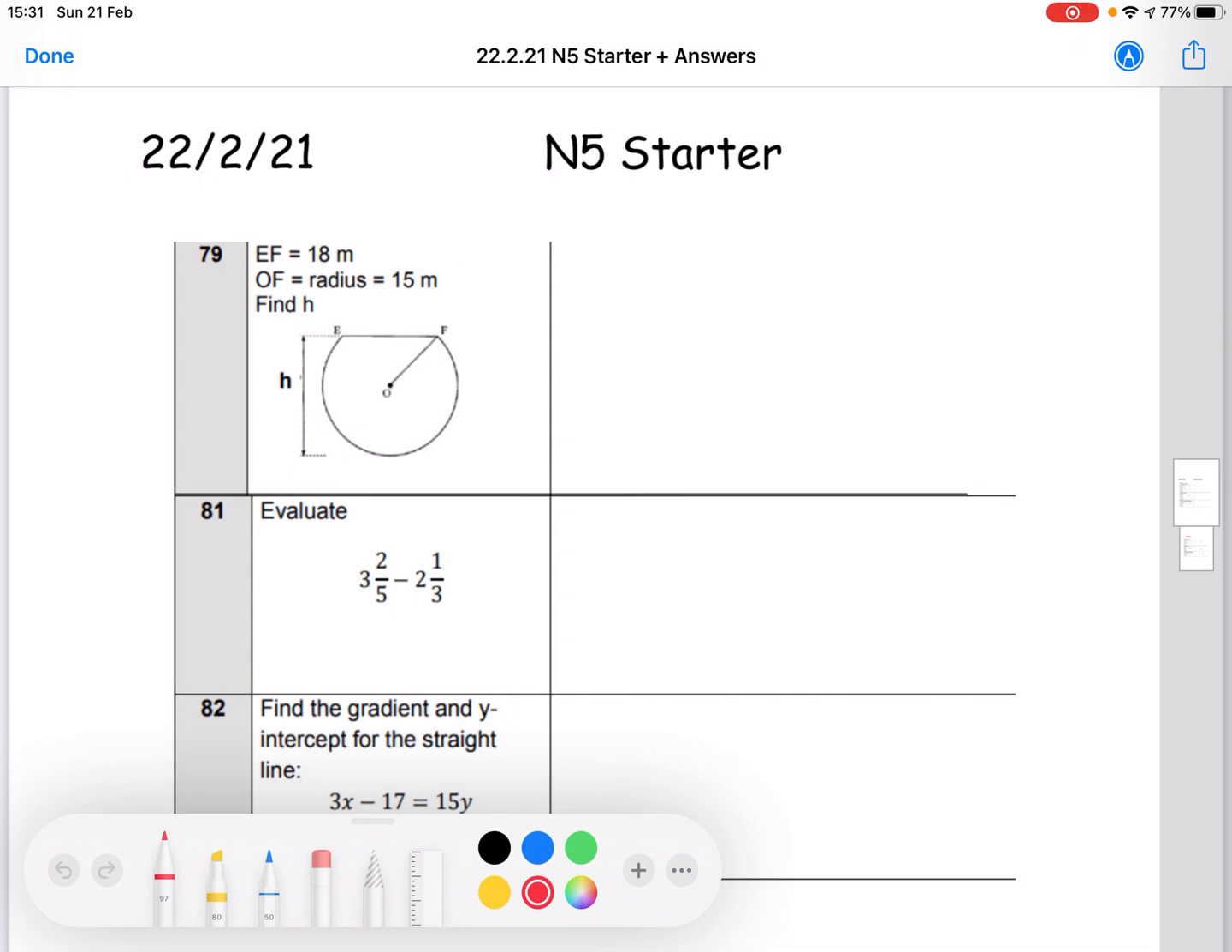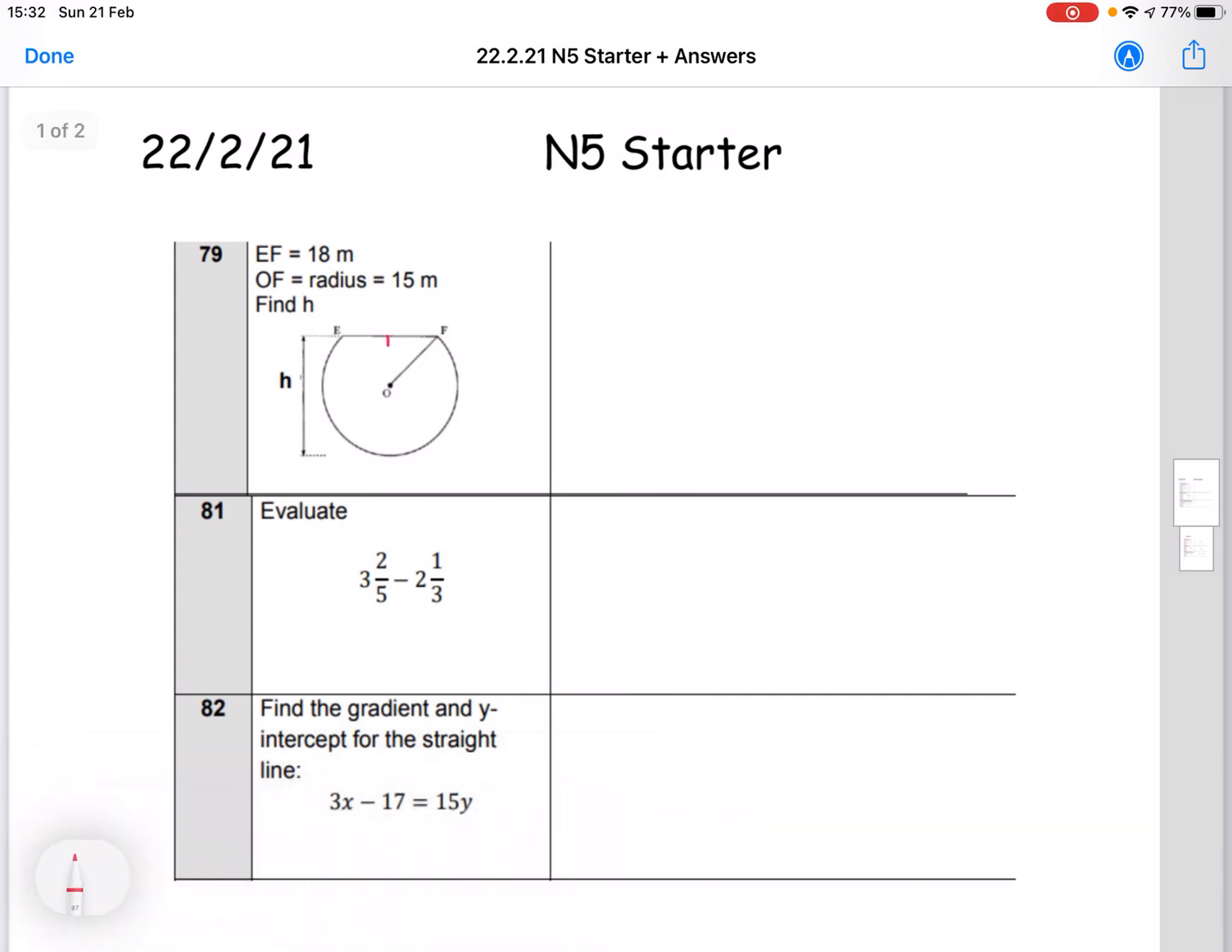So the first question here, question 79, we're told that E to F is 18 metres long. You're told O to F, which is also the radius of this circle, is 15 metres long, and you're asked to find the height. So if you take that length just at the side there where H is and you bring that across onto the shape, what you can see there is you actually have at the bottom a radius, because that is the centre of the circle to the edge, and the section at the top, we could just give that a letter. We would need to find that value to find the total height.